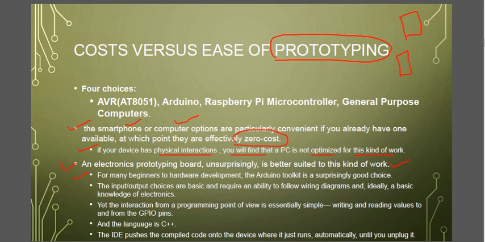There are some points which are discussed in that. First one, for many beginners to hardware development, the Arduino toolkit is a surprisingly good choice. For a beginner, hardware development is somewhat difficult. So in that part, this Arduino kit will be easy. You only have to program in the Arduino toolkit and connect the different sensors to it, and it can be ready to use.